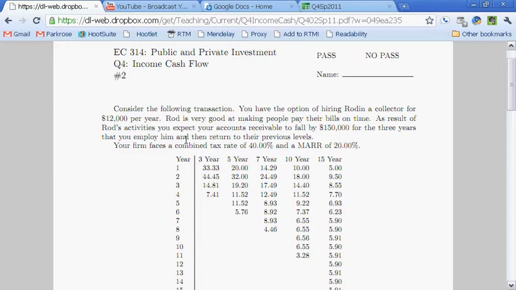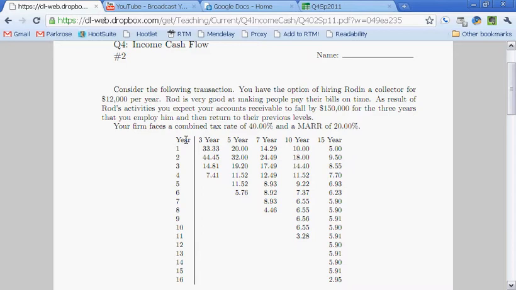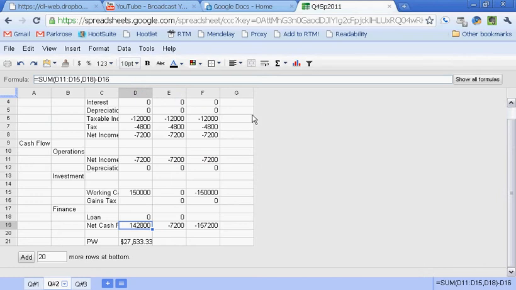What it does is it makes it so that people actually will pay their bills on time. That means that the accounts receivable is going to fall. So it used to be something like $1 million, and now it's going to be $850,000, something along those lines. It's going to be that way for 3 years that you employ him, and then they're just going to pop up to the old levels that were before. I went ahead and set additional data that the combined tax rate is 40% and the minimum acceptable rate of return is 20%. So let's go over to the spreadsheet on how this is supposed to work.